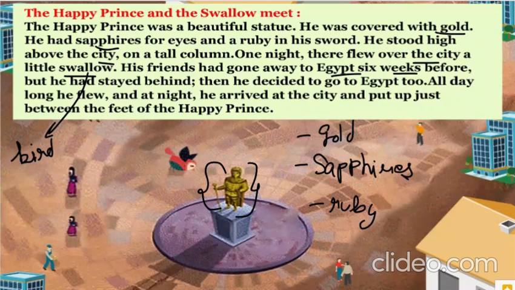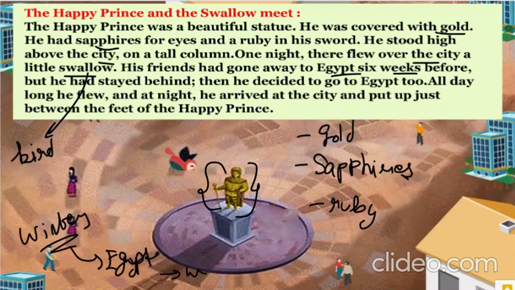So the swallow's friends all went to Egypt. Why? Because winter was about to come and it was too cold. They went to Egypt to get the warmth. But they went six weeks before, and the swallow had stayed behind. He lagged behind. Then he decided that today I will go to Egypt.